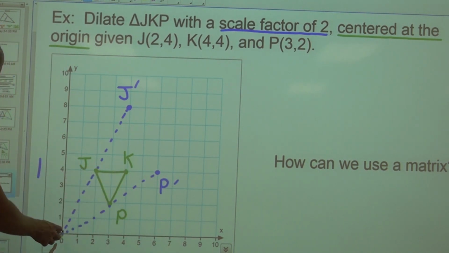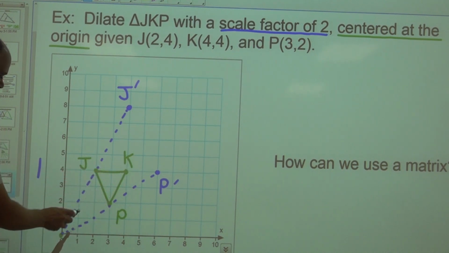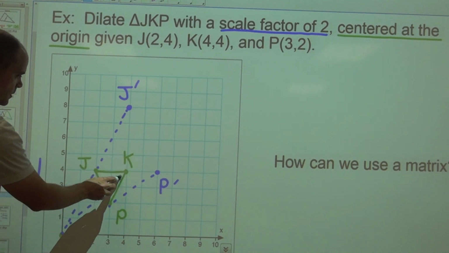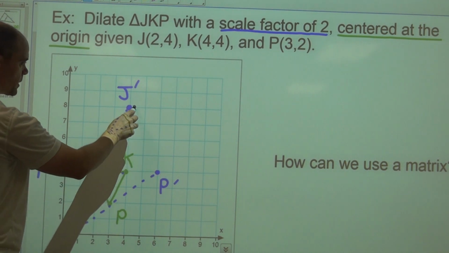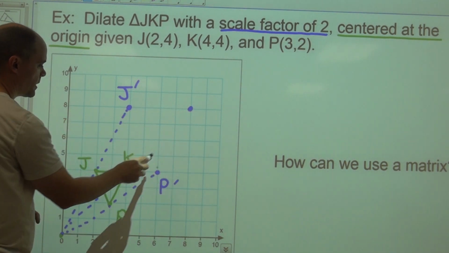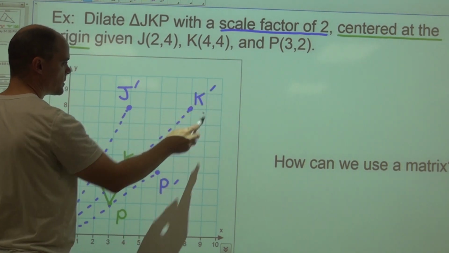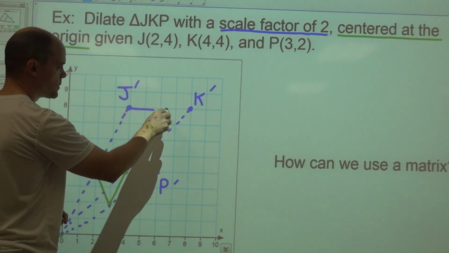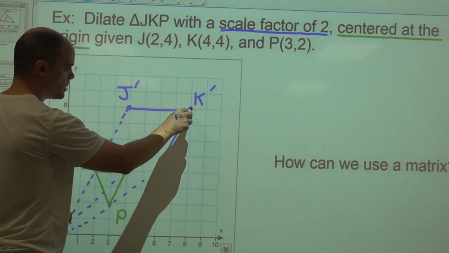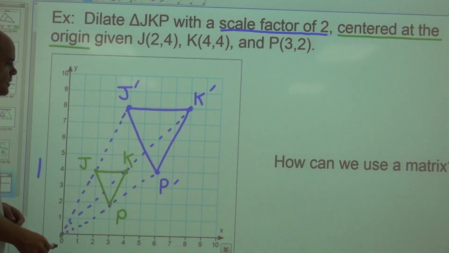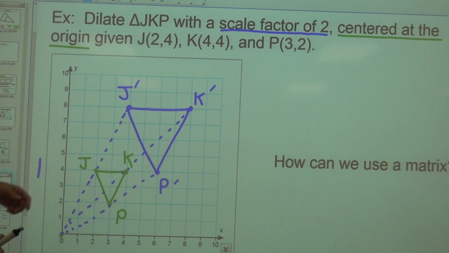And then K is up 4 over 4. So we're going to go up 4 again and over 4 again. And there is our new point. And this should be a perfectly doubled triangle. And it sure looks like it's twice the size, doesn't it? It's got to be a shortcut to this, right? We shouldn't have to draw all these guidelines every single time.